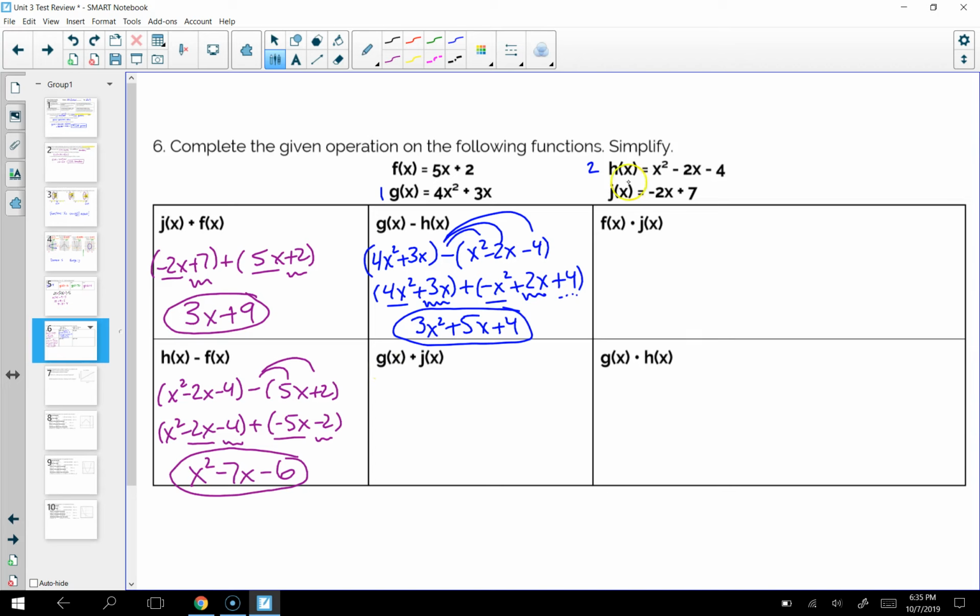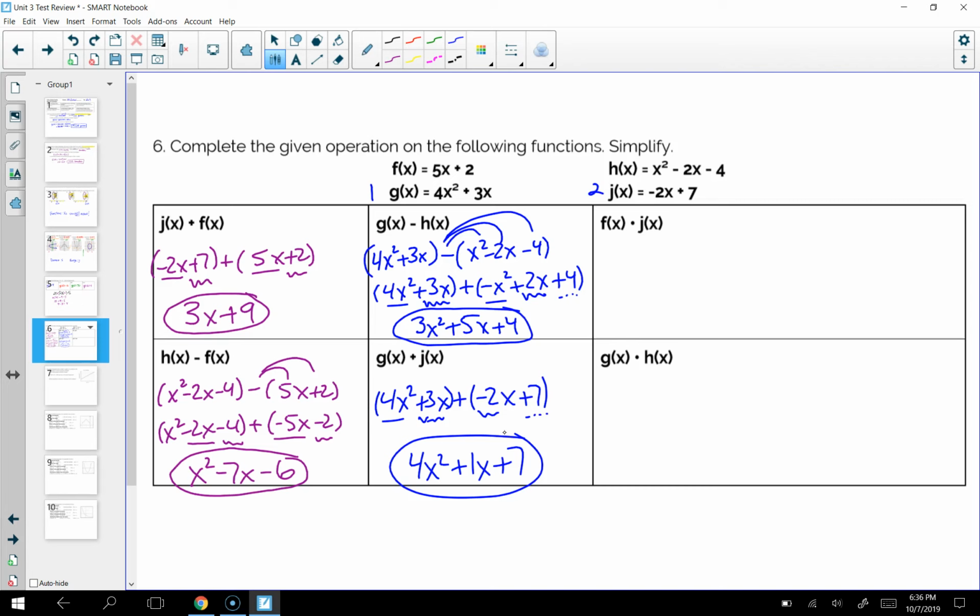Alright, down here we have g plus j. So g plus j. 4x squared plus 3x plus negative 2x plus 7. We are not going to change signs or distribute because there is no minus sign. Okay, so we're just going to combine like terms. Right here, there's only a 4x squared, so that's still there. 3x minus 2x, they both have x's, so 3 minus 2 is a positive 1. And then we just have a 7 left over right there.